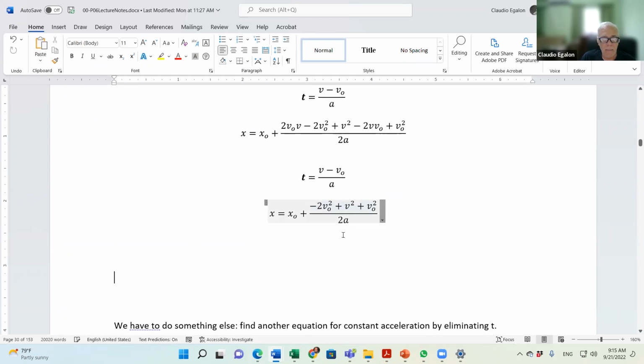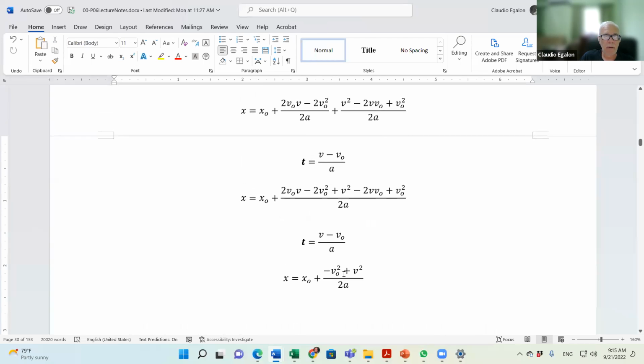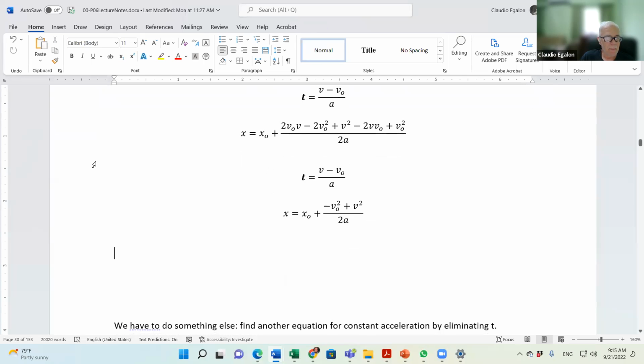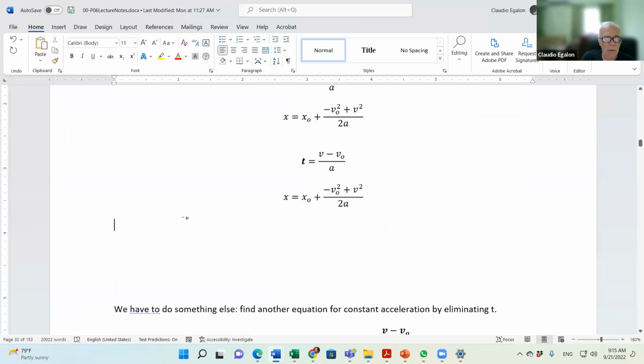Minus 2V naught square plus V naught square becomes minus V naught square. And we are almost there. Do you see that big equation became smaller, right? And then this equation is usually written in the following way. We pass the x naught to the other side, change the sign of x naught. We commute the V naught square with the V.